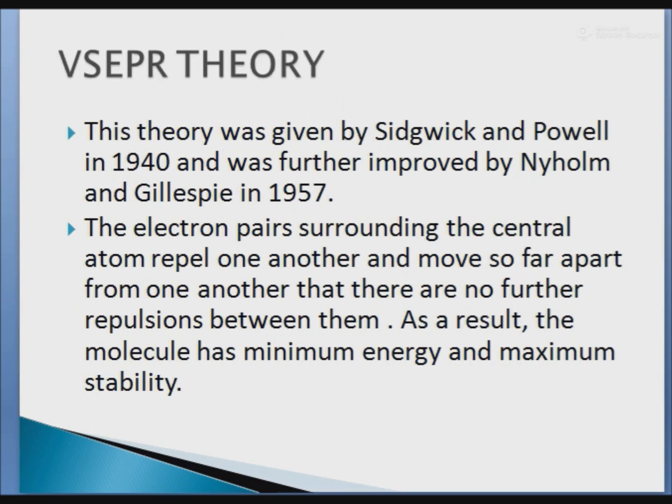Next is the VSEPR theory, or valence shell electron pair repulsion theory. This theory was given by Sidgwick and Powell in 1940 and was further improved by Nyholm and Gillespie in 1957. According to this theory, the electron pairs surrounding the central atom repel one another and move so far apart from one another that there are no further repulsions between them. As a result, the molecule has minimum energy and maximum stability.